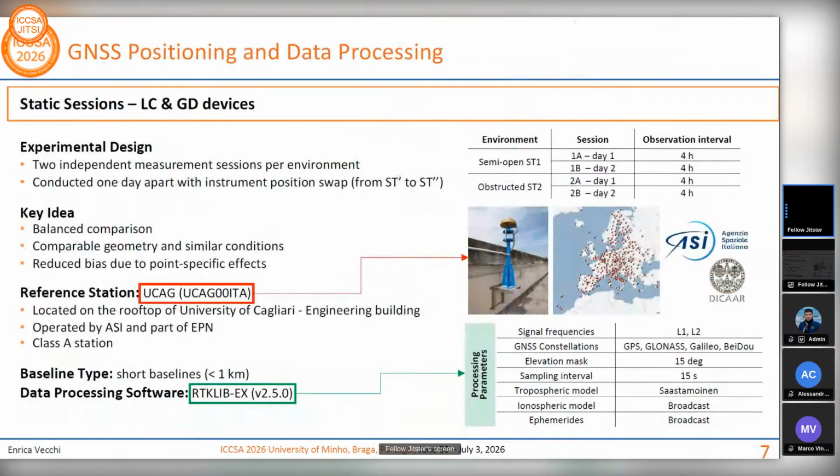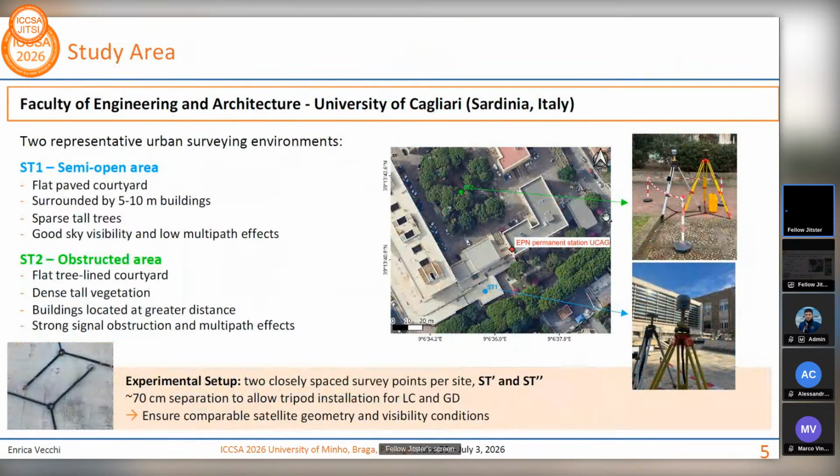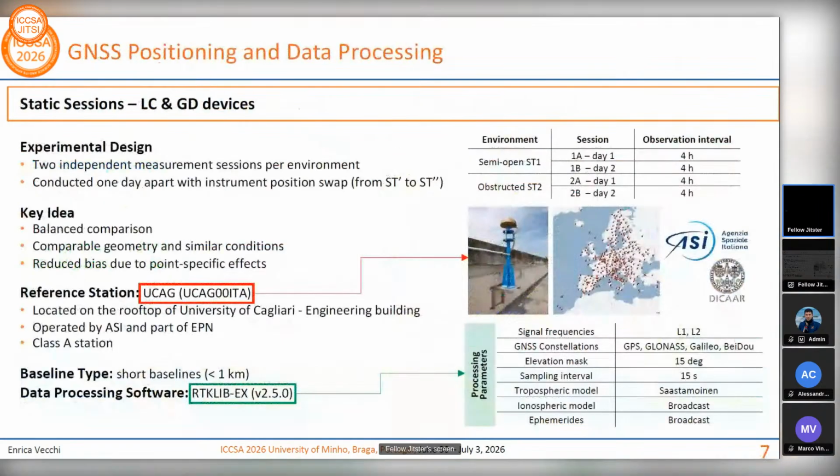Here there is the description of the static sessions that we performed. We performed two independent measurements for each environment, 2 days apart, switching the position of our instruments on the tripods, and we had a total observation interval for each session of about 4 hours. I didn't mention it earlier, but in this image you can also see the location of the permanent reference station UCAG that we used to compute the baseline.